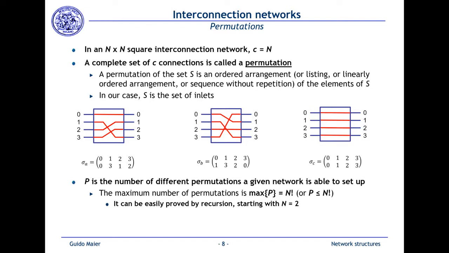The maximum number of different permutations that you can set up, usually called P, is n factorial. It is the factorial of the number of inlets and the number of outlets. Or you can say that P is always less than or equal to n factorial. How can we prove this? It's very simple.